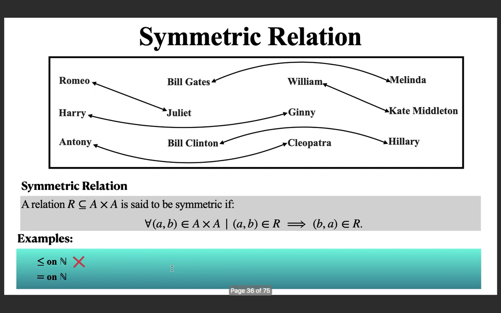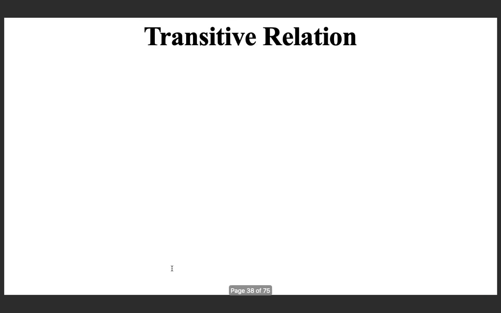Now look at the equals relation on the set of natural numbers, which you can easily verify as a symmetric relation. If 2 elements are equal, then they are equal both ways. That's it. I hope you are getting what a symmetric relation is. With that assumption, I am moving on to transitive relation.